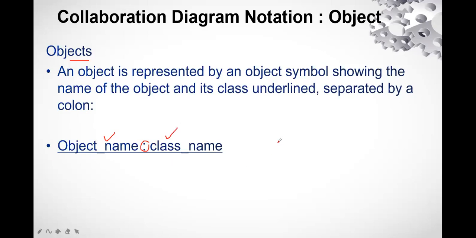Let's take an example. Rohit is an object. So Rohit is the object name, colon, and then I have to give the class name. So let's say it is student. The class name is student. So I'm going to write the class name as student completely, and then I'm going to underline it. Okay. So this is how I'm going to use the objects in the graphical form.